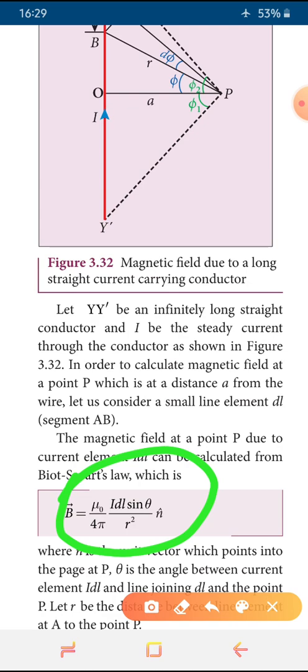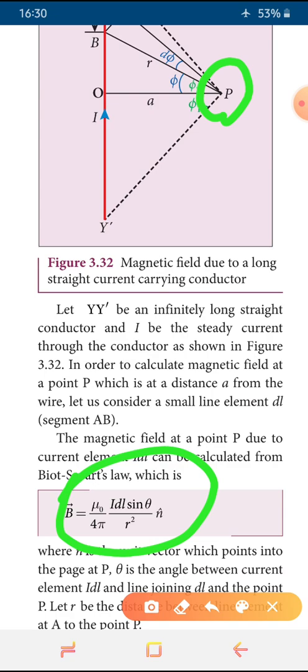dB vector is equal to mu naught divided by 4 pi I dl sin theta divided by r square into n cap, and here n cap is a vector and mu naught by 4 pi is nothing but a constant term. Now in this derivation, we are going to calculate the total induction, the magnetic field at point P due to the Y dash conductor. For that, we chose a small segment.